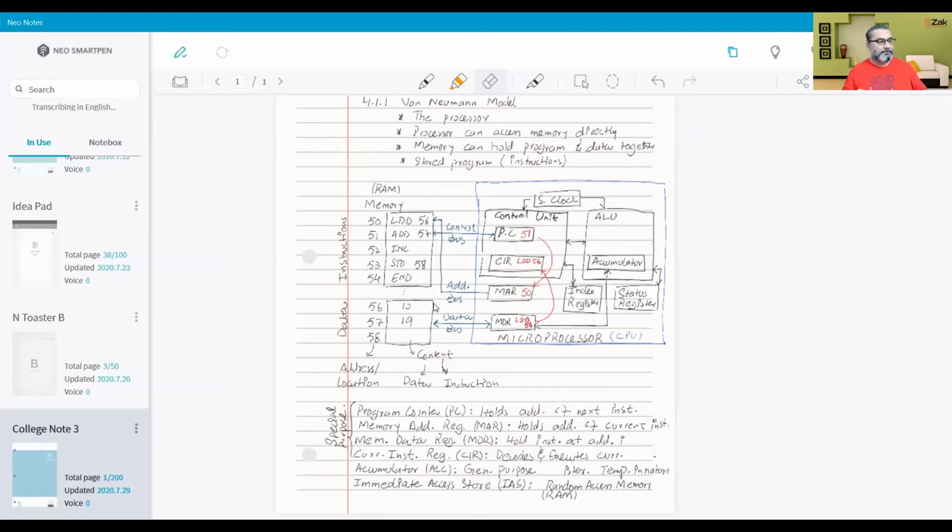Let's start with the fetch, decode, execute architecture definition. Hold on.